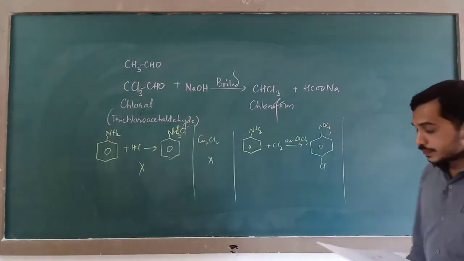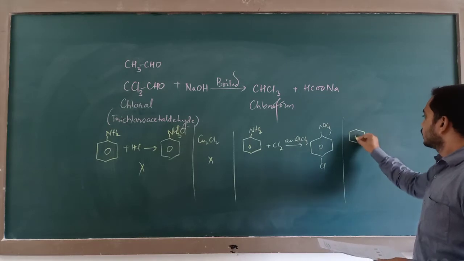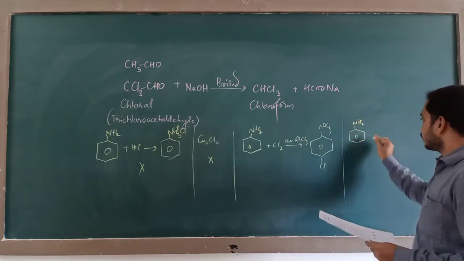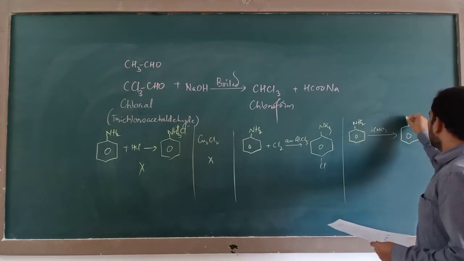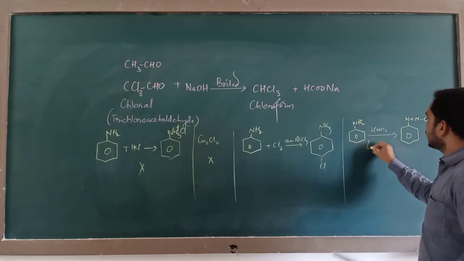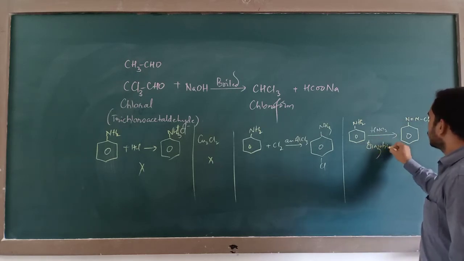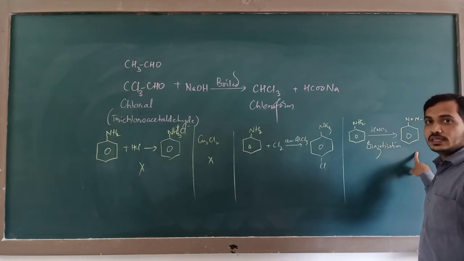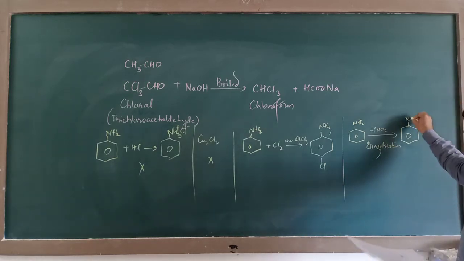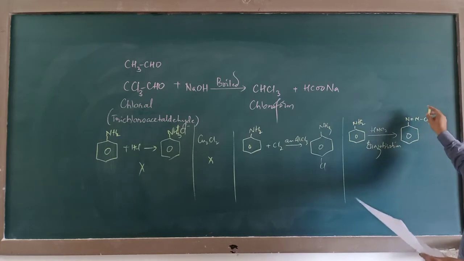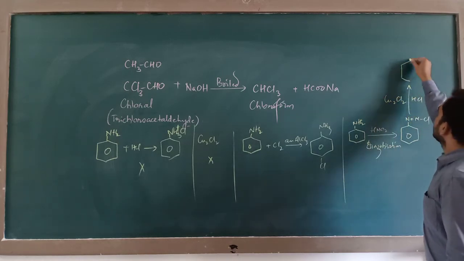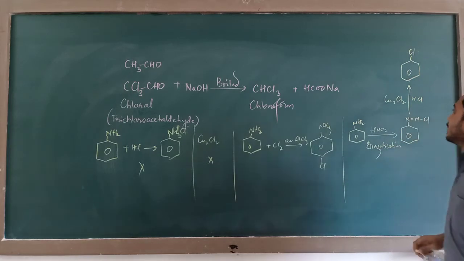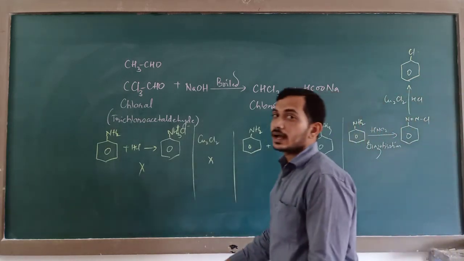Then fourth option, reacting aniline with HNO2. If you are reacting with HNO2, then you will get N double bond NCl. This reaction is nothing but diazotization in order to prepare benzene diazonium chloride. Now the same benzene diazonium chloride is, what is the fourth option? HNO2, and then heated with cuprous chloride. If you are then heating this with cuprous chloride in presence of HCl, then you are likely to get chlorobenzene. So option D is the correct method.